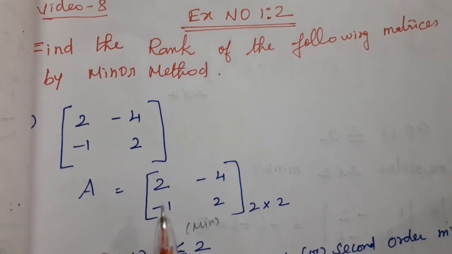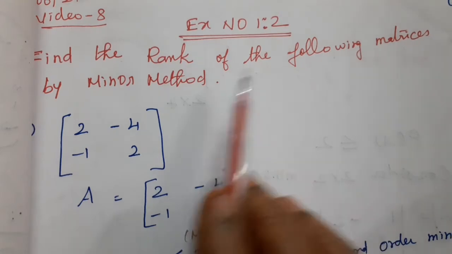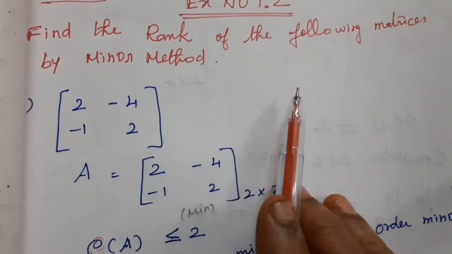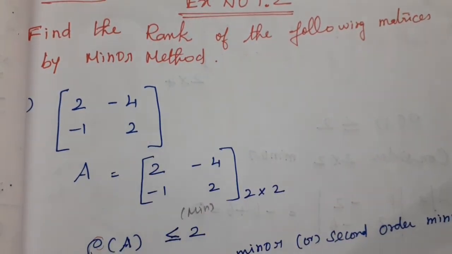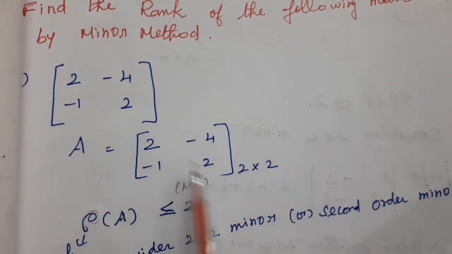So similarly, go through all the sums in exercise number 1.1. Now I am going to just revise 1.2. Find the rank of the following matrices by the minor method, asking in the 2 mark question. So see that 1 2 minus 1 minus 1 comma 2. What is the order?